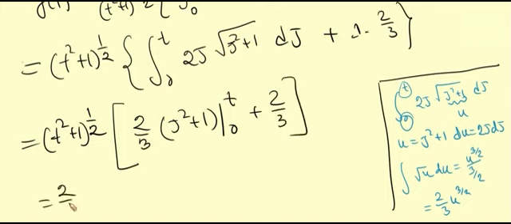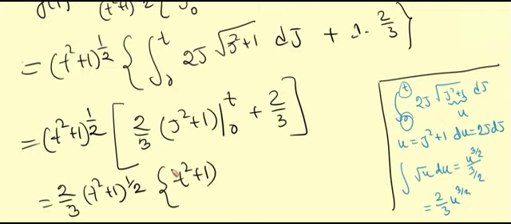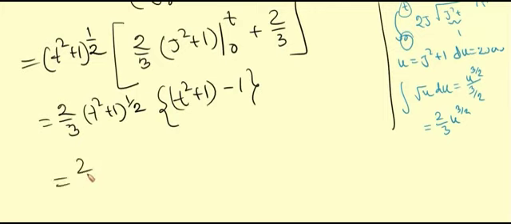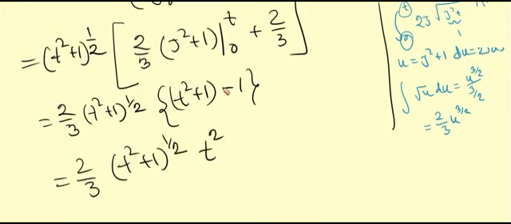You can take this 2/3 common or factor it out, whatever you want to say, and here you will have t square plus 1 to the power 3/2 minus, if you put 0 there it is just 1, right? So finally you can write t square plus 1 to the power 1/2. You will have a t square over here, and this 1 and this minus 1 will cancel each other out, and this will be our solution.